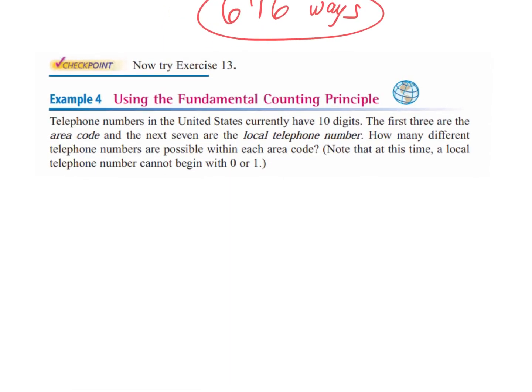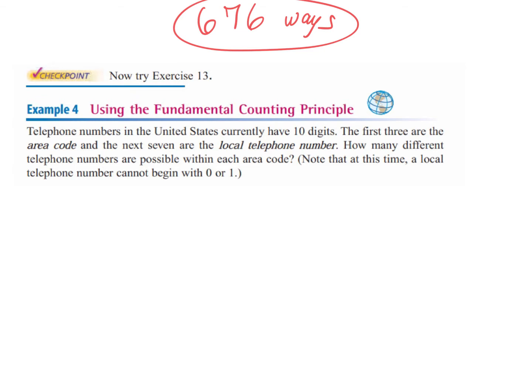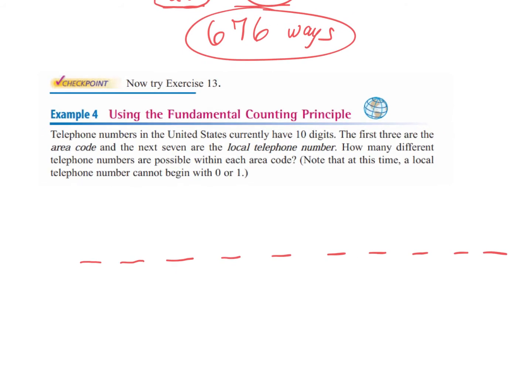So let's look at this. Fundamental counting principles, when we just multiply everything together. It says a telephone number in the United States currently has 10 digits. How many? 10. So let's write out 10 spots. 1, 2, 3, 4, 5, 6, 7, 8, 9, 10. Okay. Read what the rest of it says. First 3 are the area code. So here's the area code. And the next 7 are the local telephone number. Agreed?